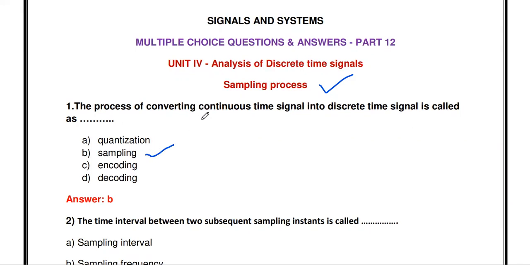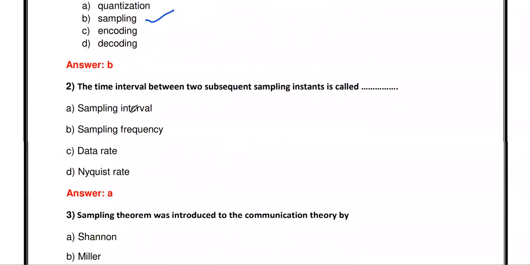Sampling is nothing but the process of converting the continuous time signal x of t to x of n. The next one: the time interval between two subsequent sampling instants is called as dash. Here is one continuous time signal. We take the first sample here and the next sample here. The time interval between these two subsequent samples is called as dash.